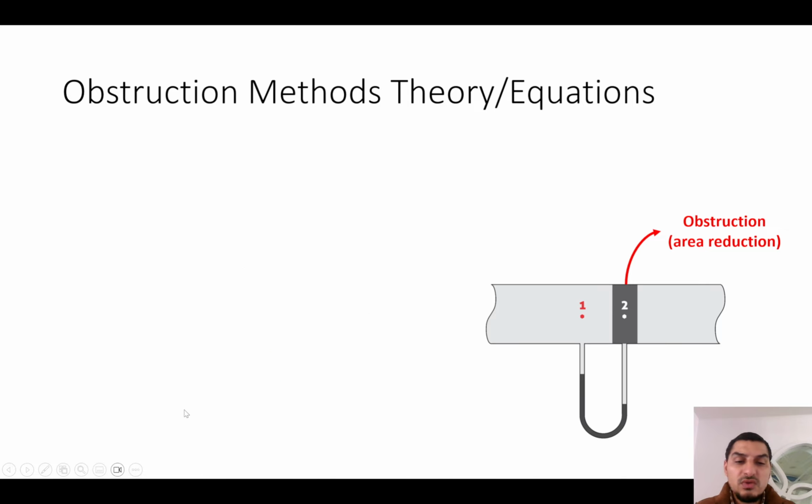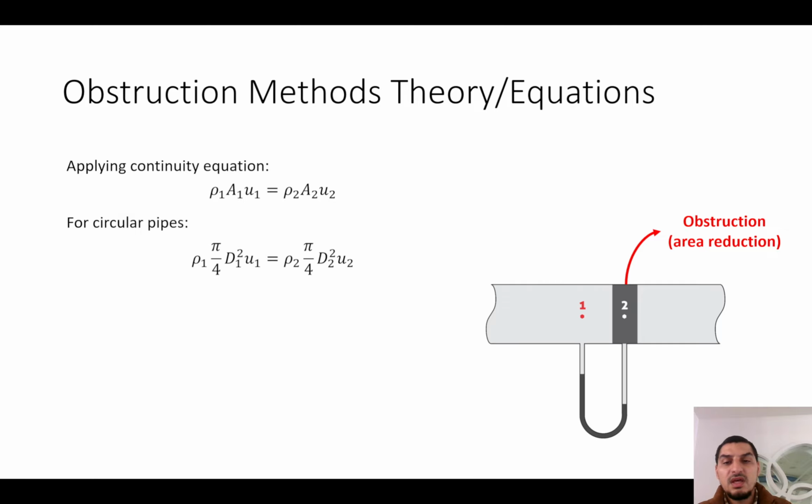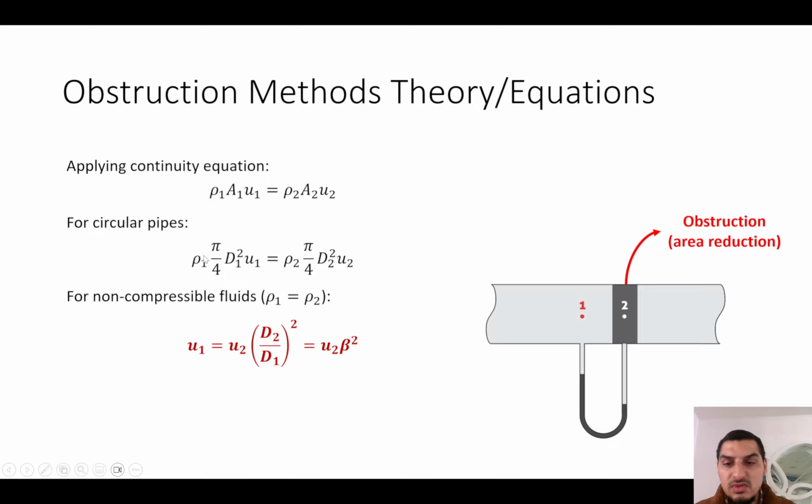So we need one more equation, which is the continuity equation, that rho 1 a1 u1 equals rho 2 a2 u2, and assuming that it's an incompressible fluid, then we can put the equation this way. Of course, here we put the area as pi over 4 d square if it's a circular pipe. So pi over 4 will cancel out, the density will cancel out, so we'll end up with d1 square u1 equals d2 square u2. And we can get a relation between u1 and u2 in terms of the diameters, which we should know.